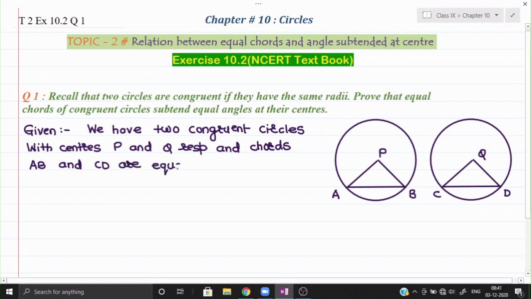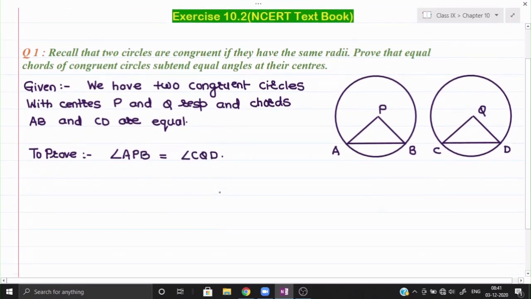Chord AB and CD are equal. Okay, so basically we have given two things. One is chord AB and CD are equal, and we have two circles with centers P and Q, and both the circles are congruent. Okay, now what we need to prove here, as I told you, the chords are making equal angles at the center, that we are going to prove. So angle APB is equal to angle CQD. Okay, so angle APB is equal to angle CQD, that we are going to prove. Now first of all let us take the proof.